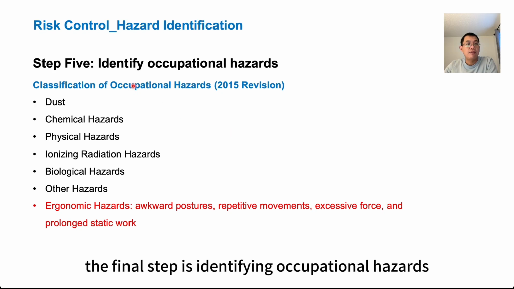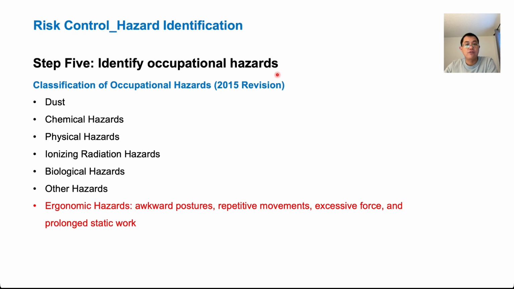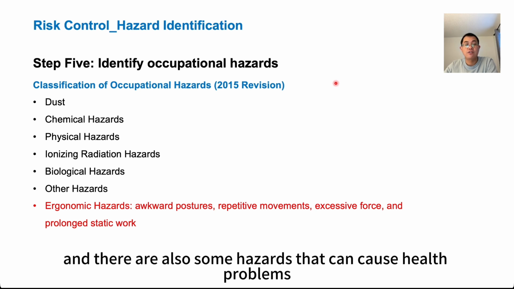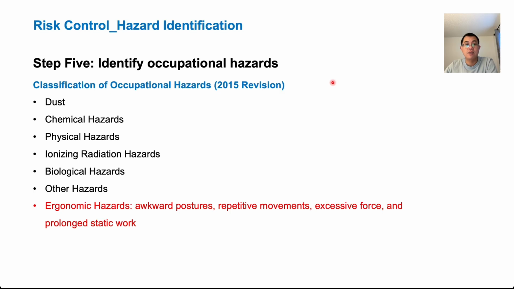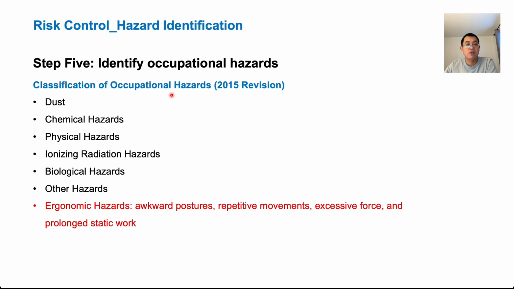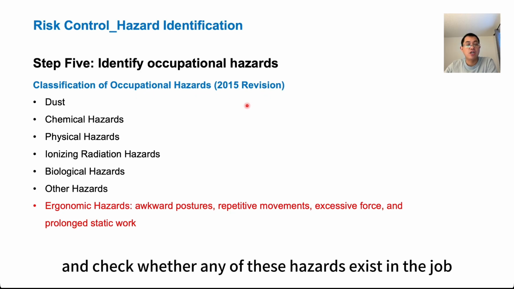The final step is identifying occupational hazards. In the definition of hazards, there are two possible outcomes: injury and ill health. So during steps 3 and 4, we mainly focused on the hazards that can cause injury, and there are also some hazards that can cause health problems. So these are called occupational hazards. And this step is quite simple. We can just refer to this document, the classification of occupational hazards, the 2015 version, and check whether any of these hazards exist in the job.